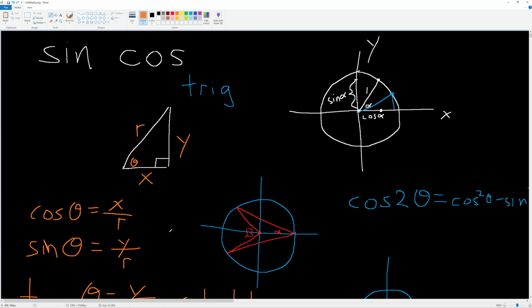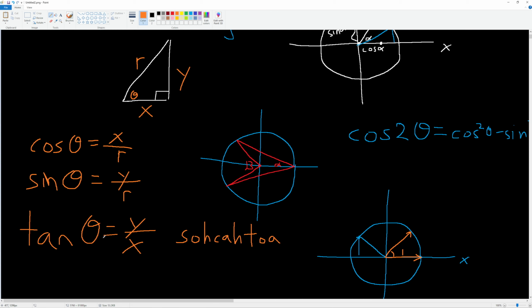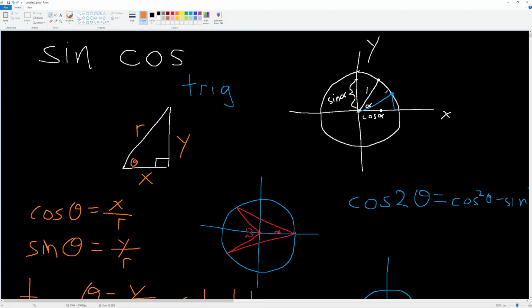And I'll do more videos in the future. There's other geometric pictures that are interesting, for example, tangent, on this. I don't want to draw it here because I think it might be overwhelming, but I'll just draw it anyway.